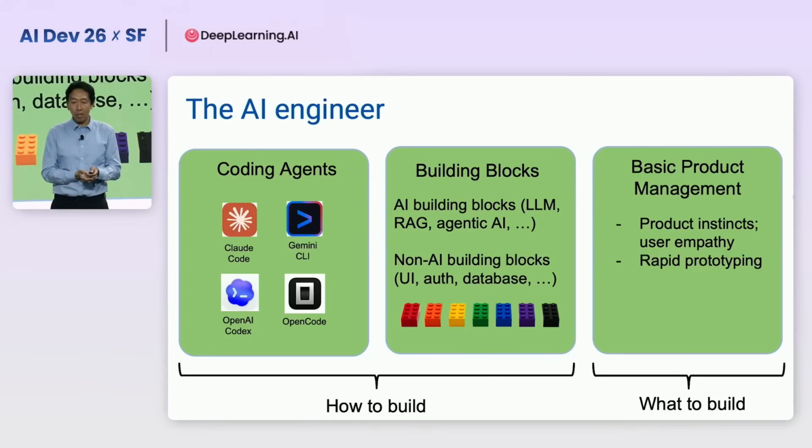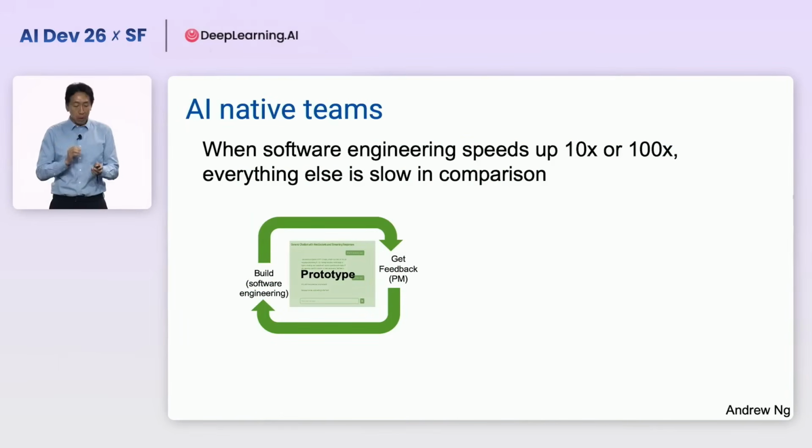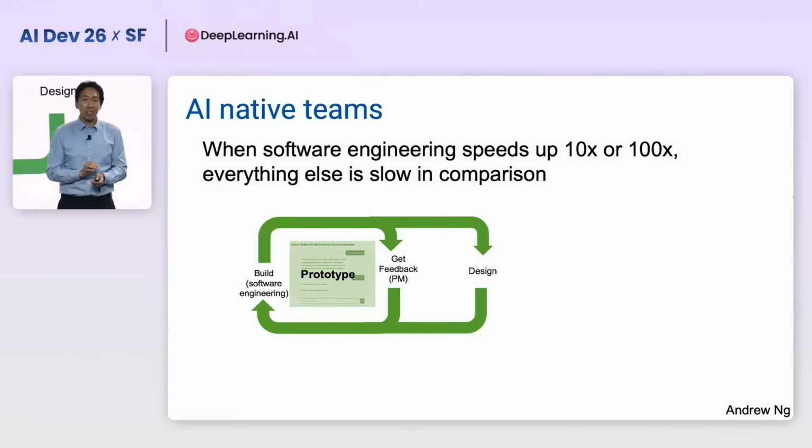And this is why, going beyond the product management bottleneck, I want to take that one step further, which is that when software engineering speeds up 10 or 100 times, everything else seems slow in comparison. So in addition to the product management bottleneck, I'm seeing that there's often a design bottleneck, because you design something and she implements it, or even better, maybe the designer just implements it in code without going through a design tool like Figma, and that speeds this up even more.